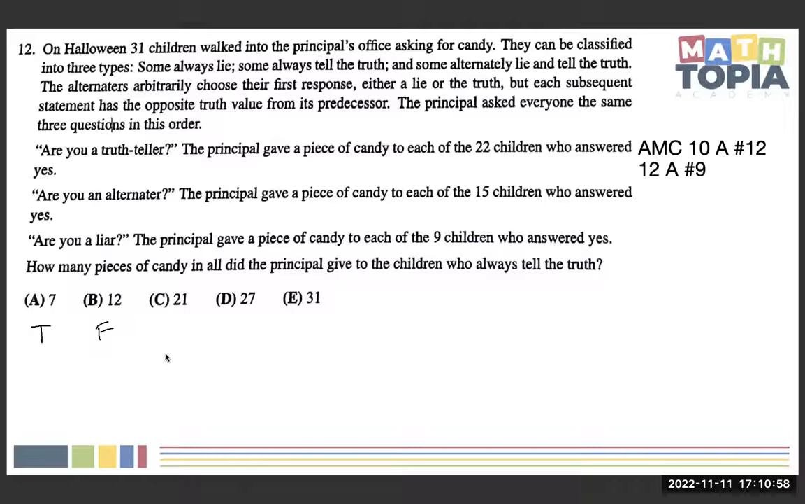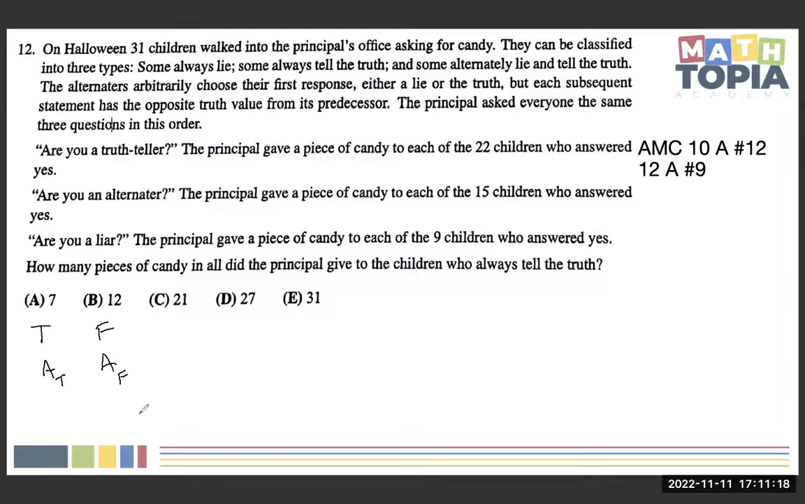But yeah, the hard part about this problem is trying to figure out how we mark the alternators, because the alternators can choose to tell a lie or the truth at their first response. Well, let's just divide them into 2 groups: alternators whose first response is a truth, and alternators whose first response is a lie.